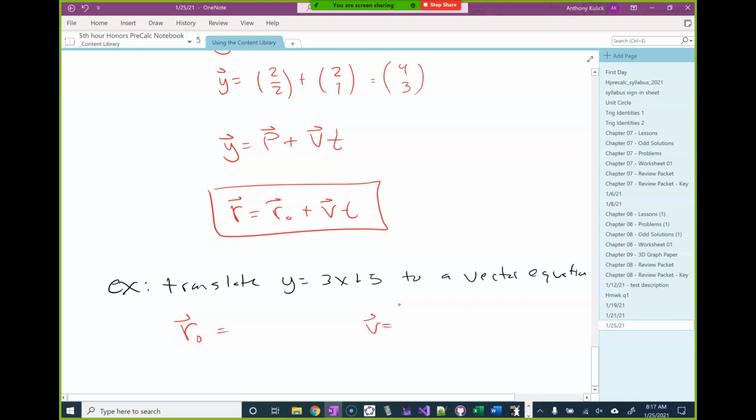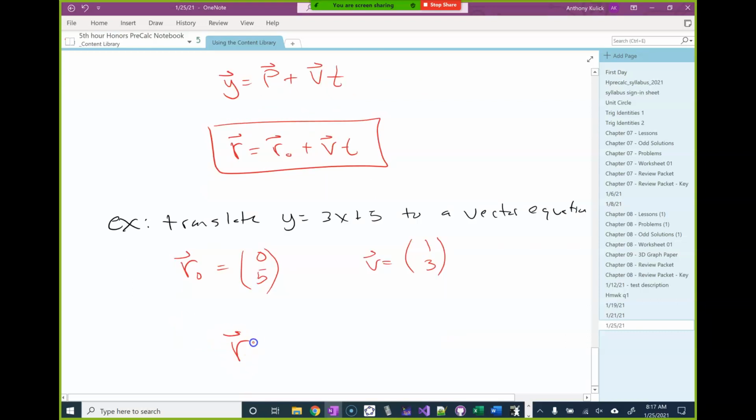So far, so good. The point vector is not unique, right? We just need some point on the line. So what's a point that lies on this line? 0, 5. Using the y-intercept is a good one. So there we go. So we can say that r is equal to 0, 5 plus 1, 3 t. That'll do.